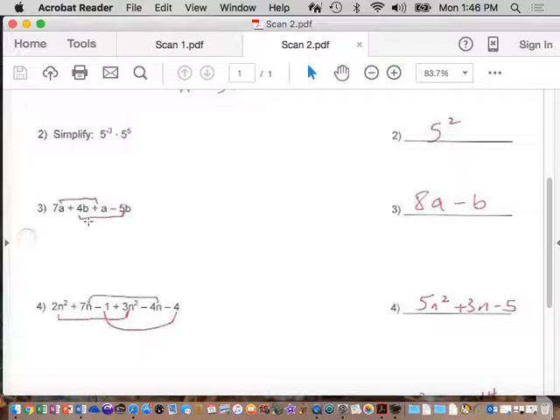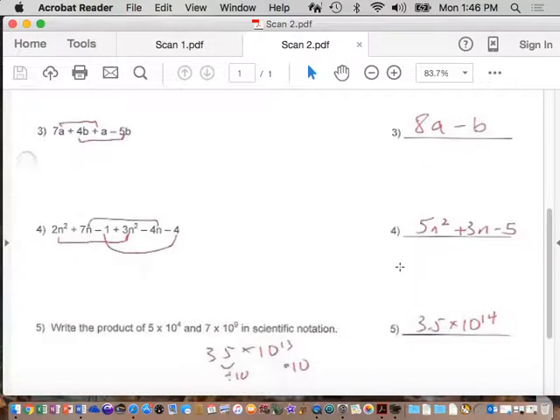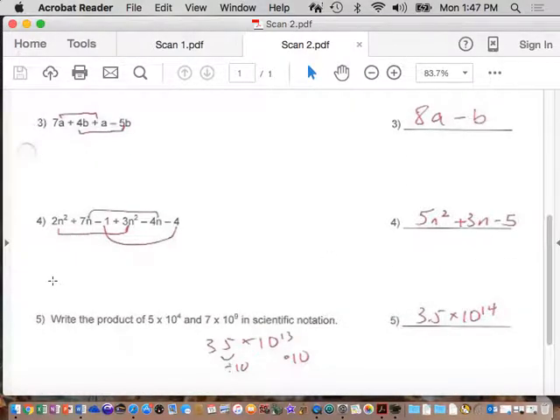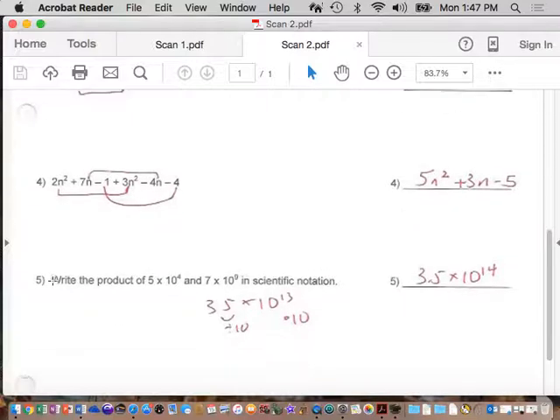Next up, combine like terms. If I have 7 A's and I have another A, what do I have altogether? 8 A's. Kenneth, get rid of that. And then if I have 4 B's and negative 5 B's, what do I have? Negative 1 B. So it's 8A minus a B. Any questions?